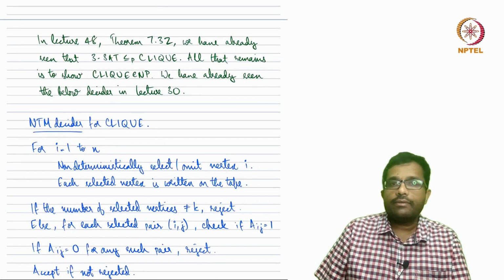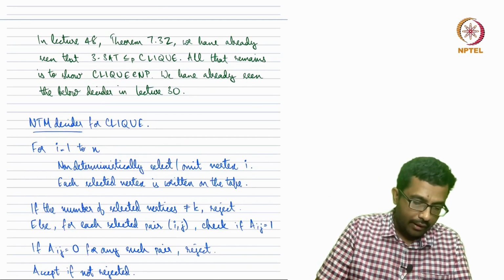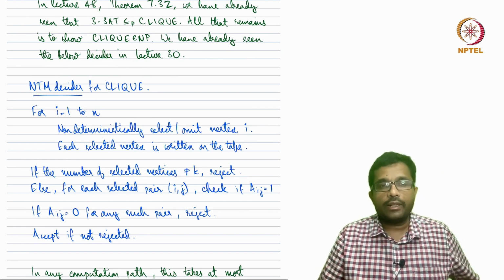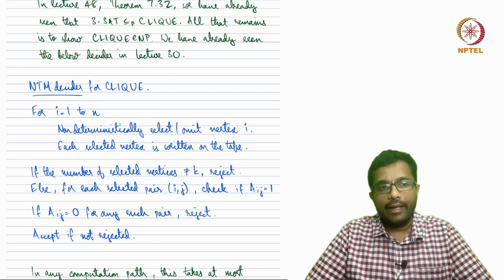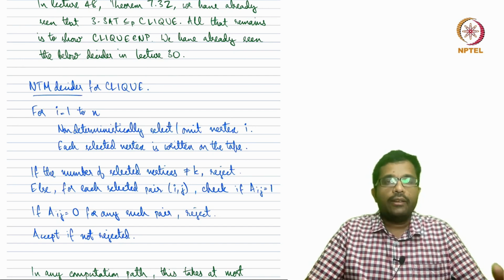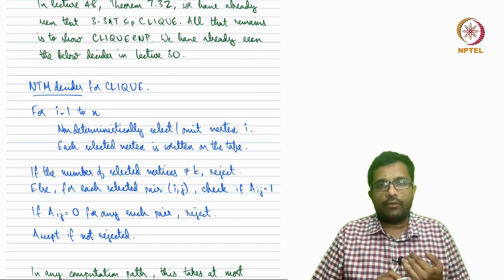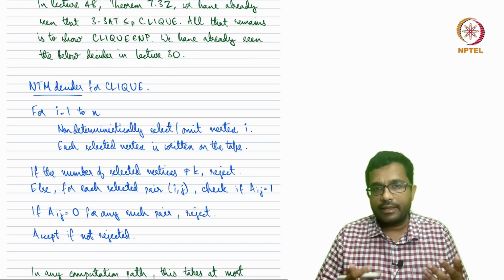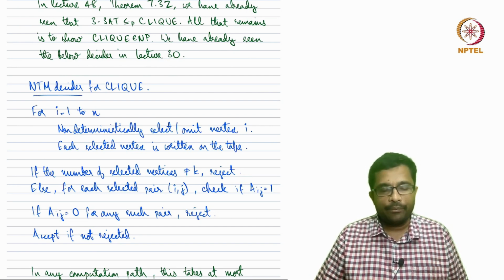In fact, even this we have already seen in lecture 30, where we showed that CLIQUE has a non-deterministic decider. So all that we do is we guess a subset of vertices. How do we guess a subset of vertices? Guess means to non-deterministically select such a set of vertices.